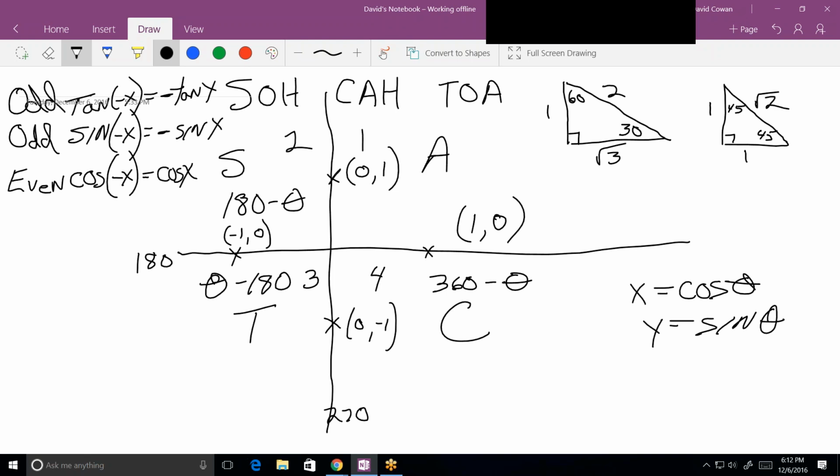Now, at this point, you are looking at the page that will allow you to answer every single angle, positive or negative, less than 360 or greater than 360, as long as it is a multiple of 30, 45, 60, or 90. That's pretty powerful. That's a lot. That's huge. You can't even begin trig unless you can do that.